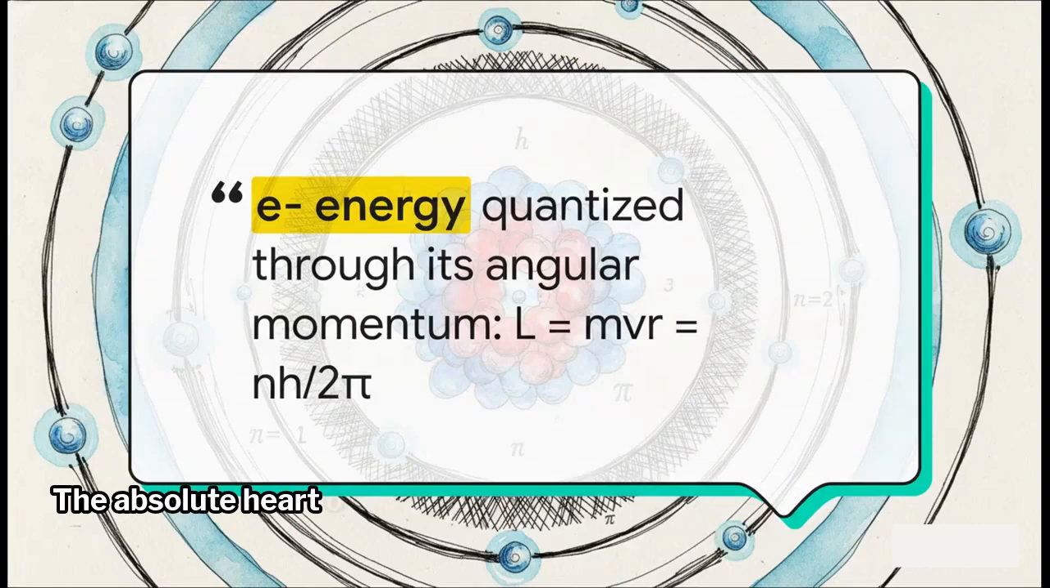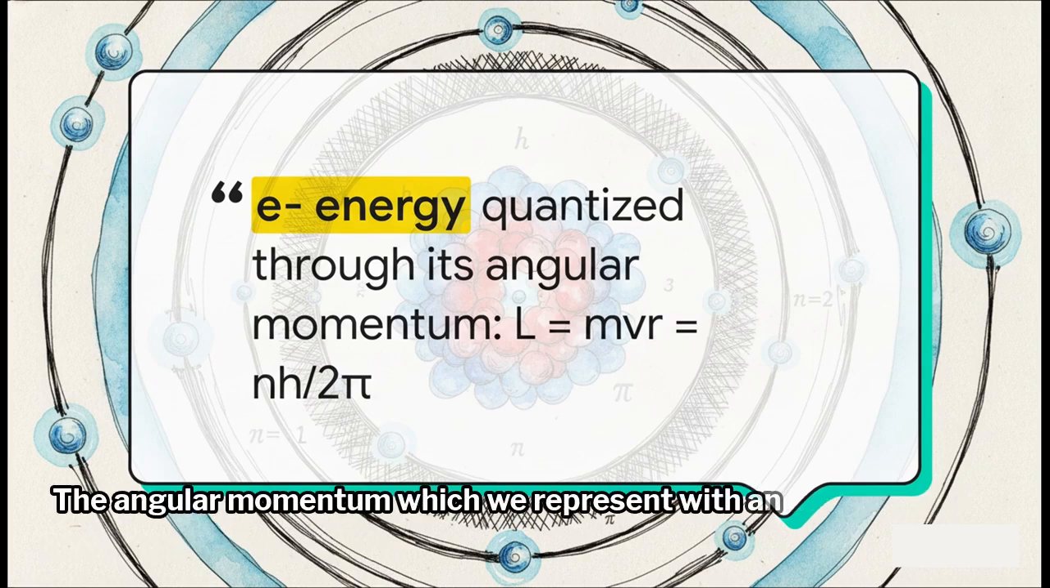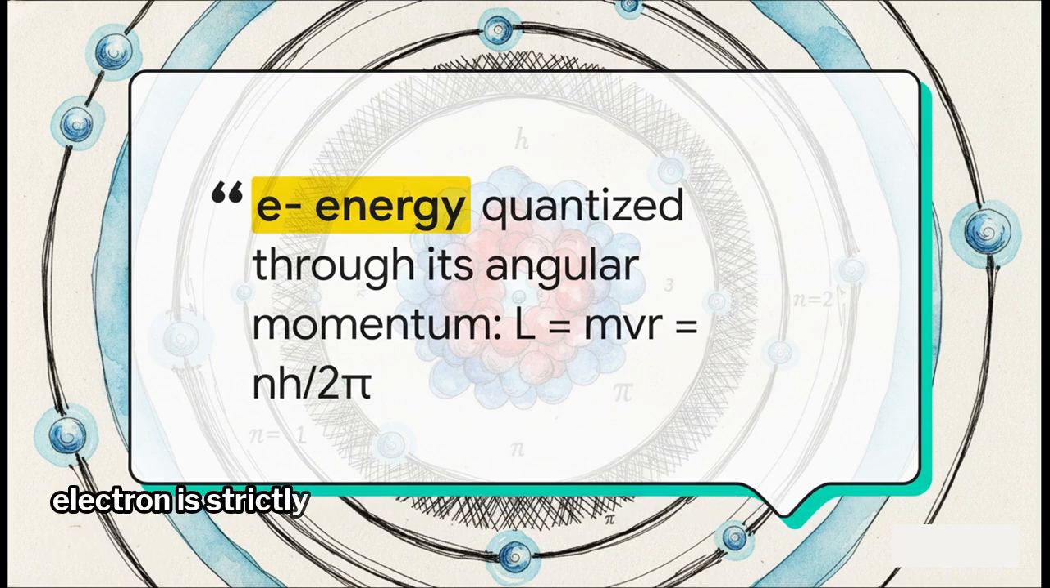The absolute heart of his theory comes down to this one specific mathematical postulate. The angular momentum, which we represent with an L, of an orbiting electron is strictly quantized. It can only be integer multiples of Planck's constant h divided by 2 pi. This integer, n, is the principal quantum number. Think of it like legally locking electrons into specific allowed tracks and strictly forbidding them from floating anywhere in the space between.